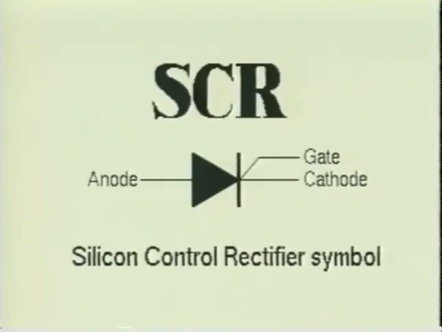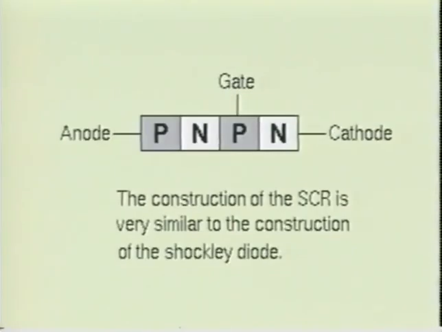Here we see a silicon control rectifier, or SCR for short. The SCR is very similar to a standard diode except for one major advantage. It is controlled to a certain extent by a gate current. As you may have noticed, the construction of the SCR is very similar to that of the Shockley diode, the only exception being that the SCR has a gate terminal connected to the P section nearest the cathode.